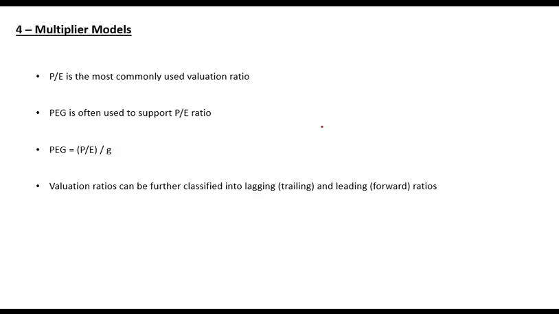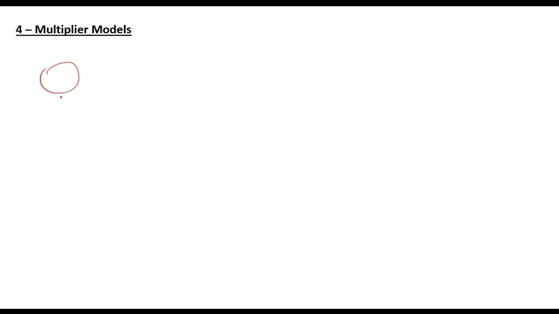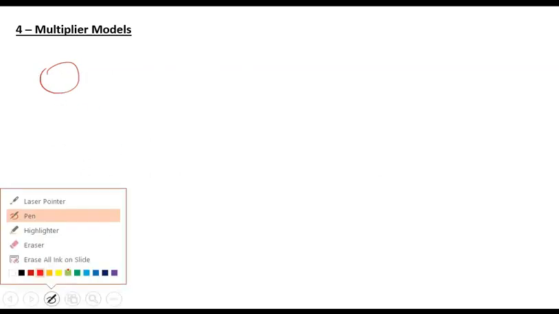Moving on to the multiplier model, which we have already discussed, and we discussed that P/E is the most commonly used valuation ratio. So let's only discuss P/E here and save time. For price to earnings ratio, let's say there are two companies A and B. A has a price to earnings ratio of 12x and B has a price to earnings ratio of 15x, which means you are paying $12 for every $1 of earnings for A, and you are paying $15 for every $1 of earnings for B.